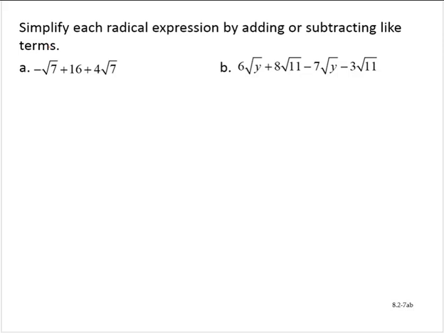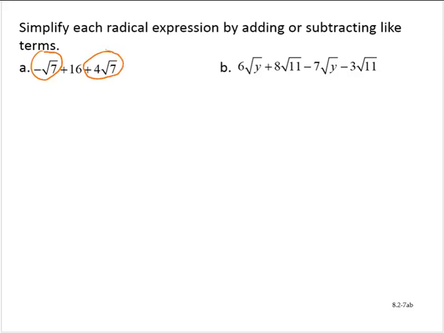Simplify each radical expression by adding or subtracting like terms. In exercise A, we have the opposite of the square root of 7 plus 16 plus 4 times the square root of 7. So, as we did with algebraic expressions that didn't involve radicals, sometimes we circle or otherwise notate the like terms. So I'll note that the opposite of the square root of 7 and the plus 4 times the square root of 7 are the like terms.